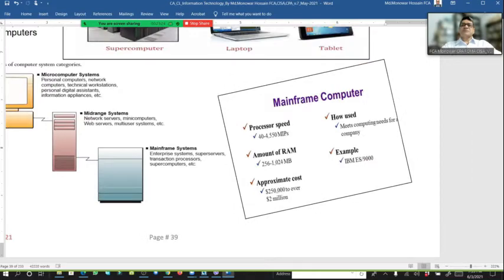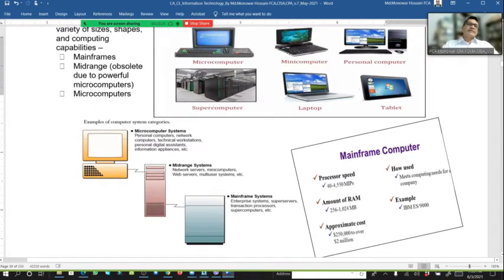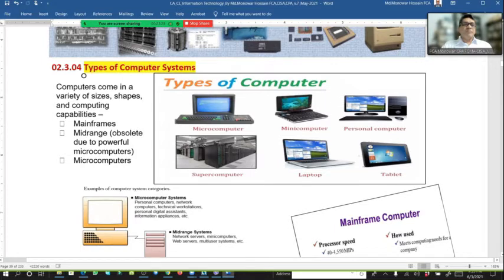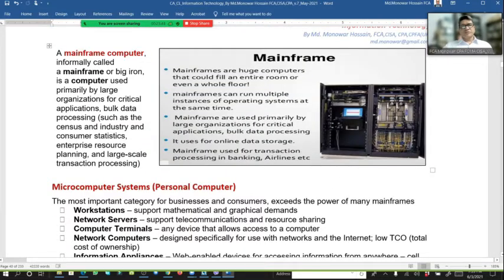So we can say there are different types of computer based on size and shape. We can categorize them into three types: one is mainframe computer, another mid-range, another microcomputer. Mainframe computer, what is this? A mainframe computer, informally called the mainframe or big iron, is a computer used primarily by large organizations for critical applications and huge data processing.